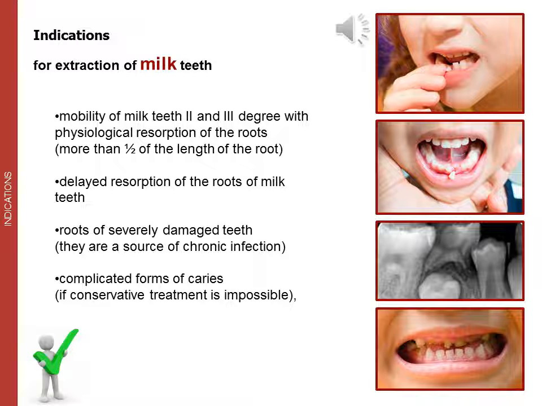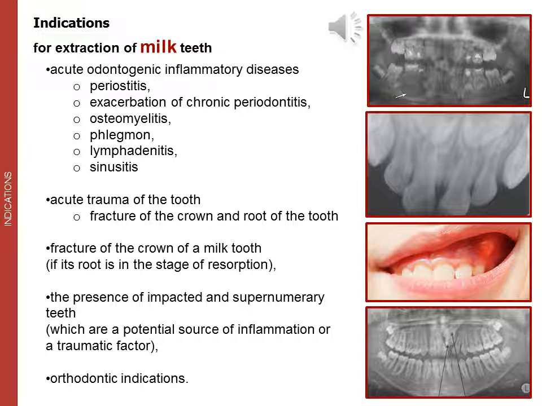Roots of severely damaged teeth. They are a source of chronic infection. Complicated forms of caries, if conservative treatment is impossible. Acute odontogenic inflammatory diseases. Periodontitis. Exacerbation of chronic periodontitis. Osteomyelitis.